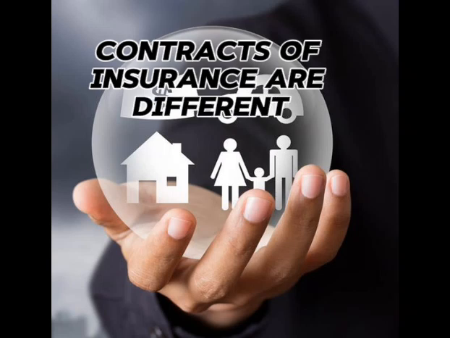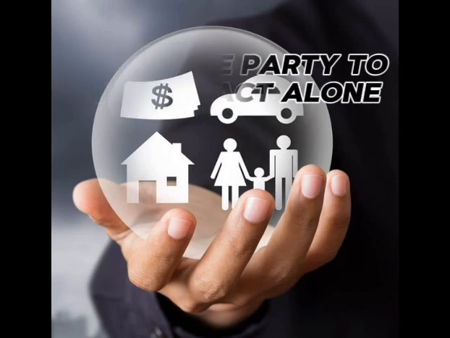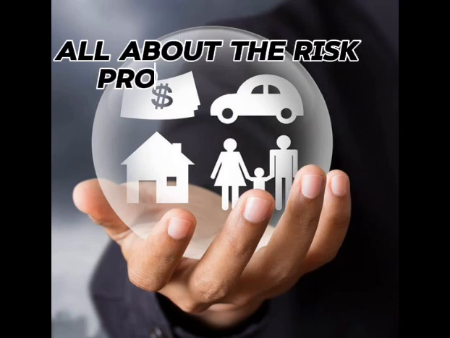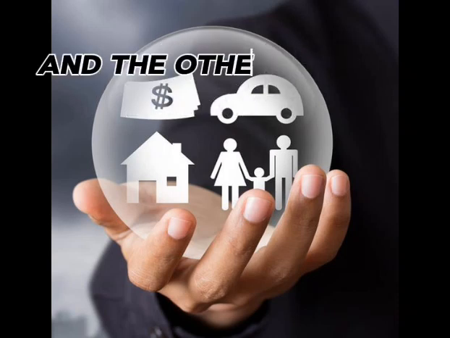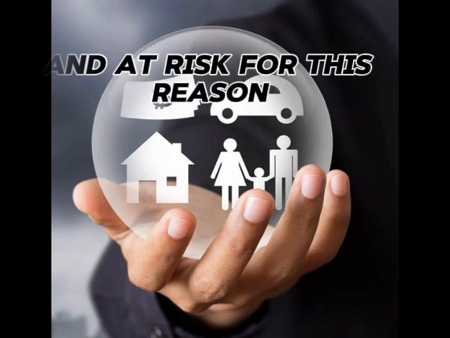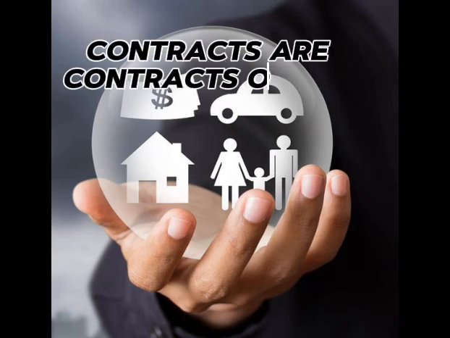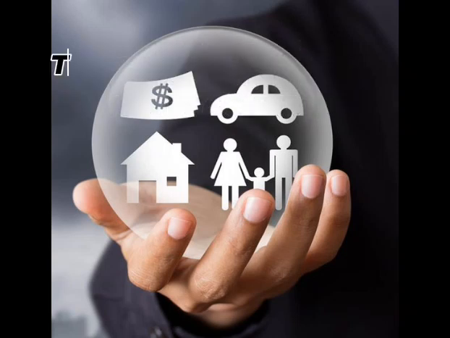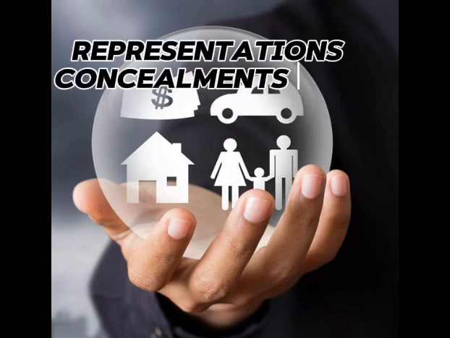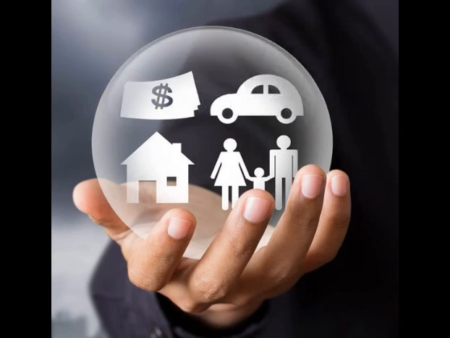Contracts of insurance are different because one party to the contract alone, the proposer, knows, or ought to know, all about the risk proposed for insurance, and the other party, the insurer, has to rely largely upon the information given by the proposer in his assessment of that risk. For this reason, insurance contracts are contracts of the utmost good faith. The application of this principle may best be explained in a discussion of representations, concealments, and warranties.